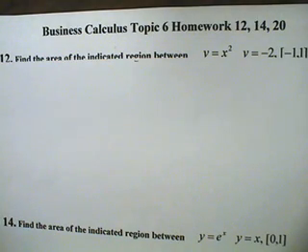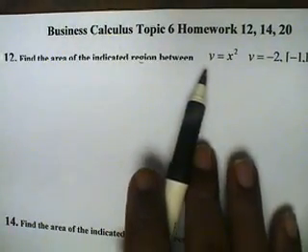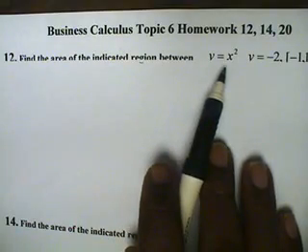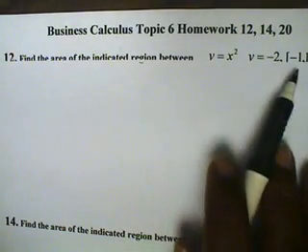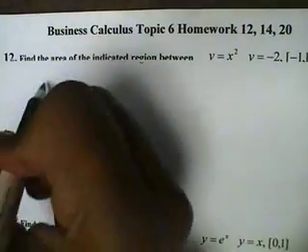Business Calculus, Topic 6, Homework Problems 12, 14, and 20. We want to find the area of the indicated region between y equals x squared and y equals -2, between x is -1 and 1. Now let me give you a picture of what this looks like.